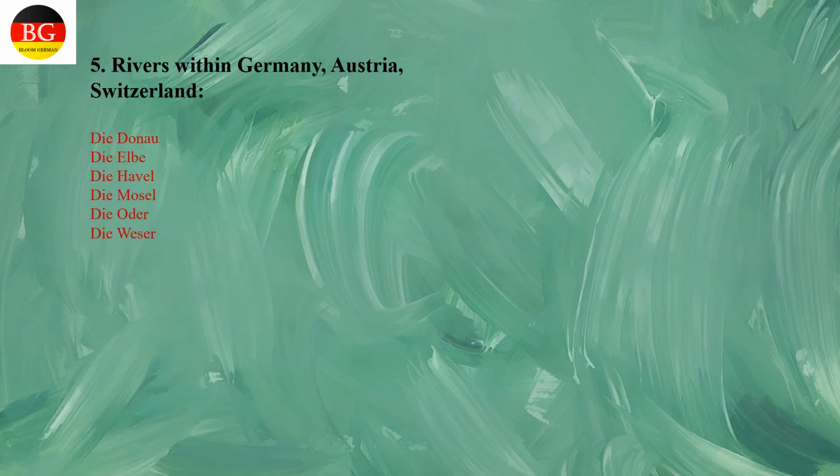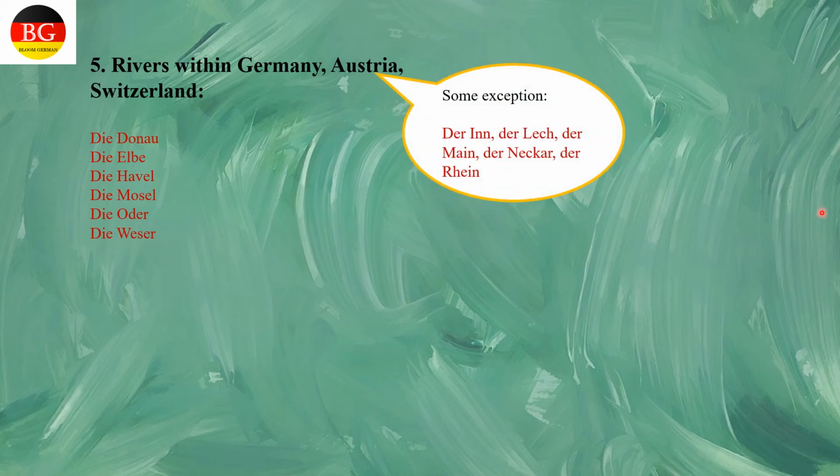Rivers within Germany, Austria and Switzerland have the feminine form. For example, die Donau, die Elbe, die Havel, die Mosel, die Oder, die Weser. Exceptions to this are der Inn, der Lech, der Main, der Neckar, der Rhein.